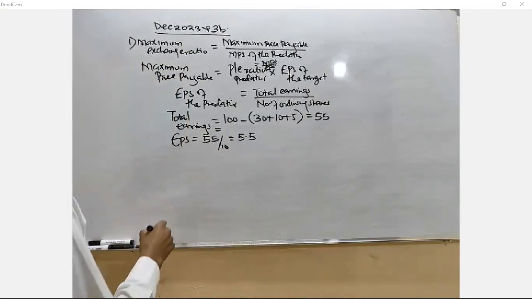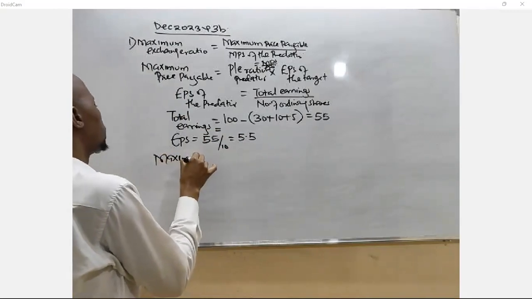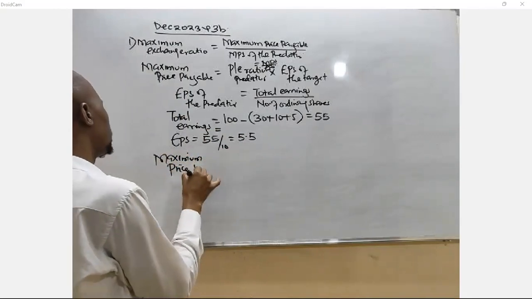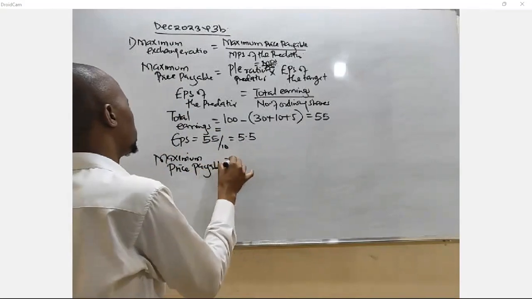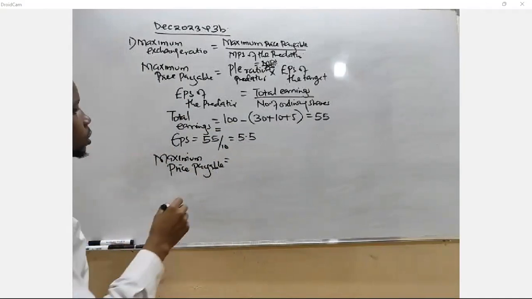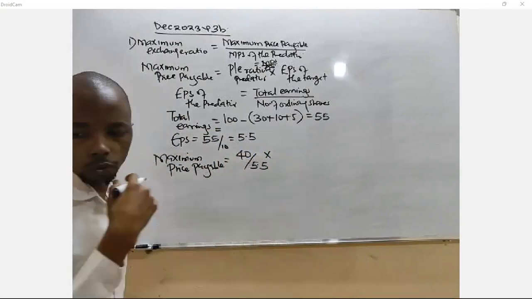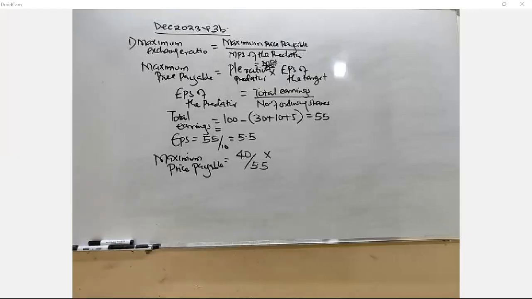Getting 5.5. So in this case, when you go back to calculate the maximum price payable, right? The maximum price payable, we are going to take what? We are going to take 40, which is your market price per share. You divide by 5.5. You multiply it with what? Let me see what we are getting there.